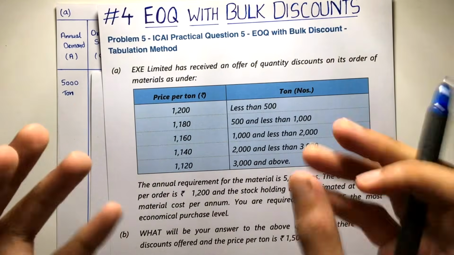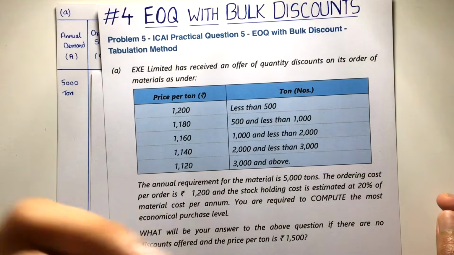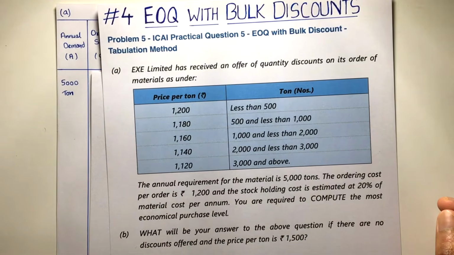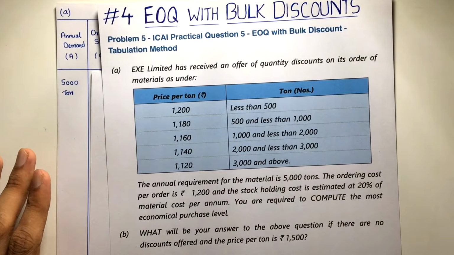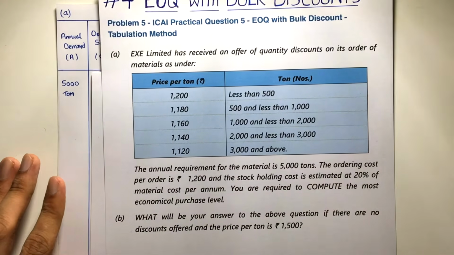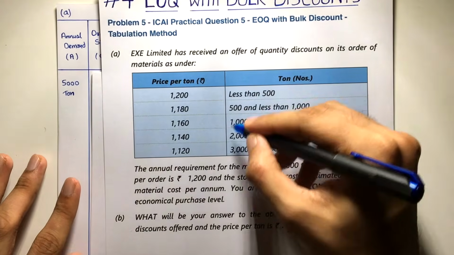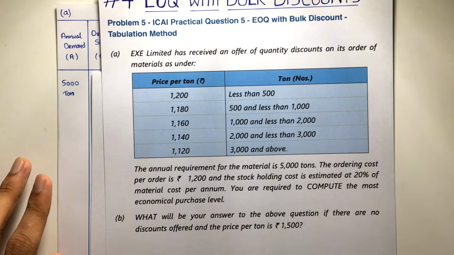So 0 to 499, you can assume anything you like: 499, 400, 300, 200, 100, 150, whatever you like. ICAI has assumed 400, so we are also assuming 400. And then in the following levels, what did I tell you? You have to select the lower limit only: 500, 1000, 2000, 3000. Is it clear?